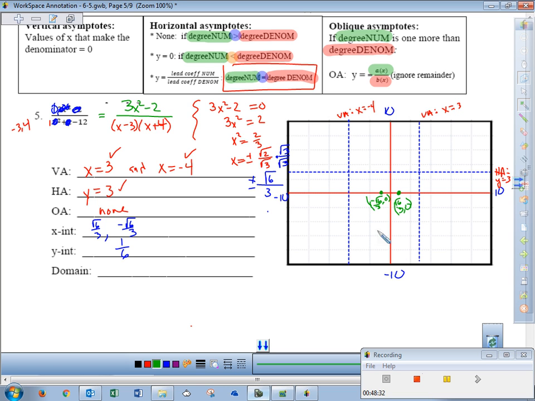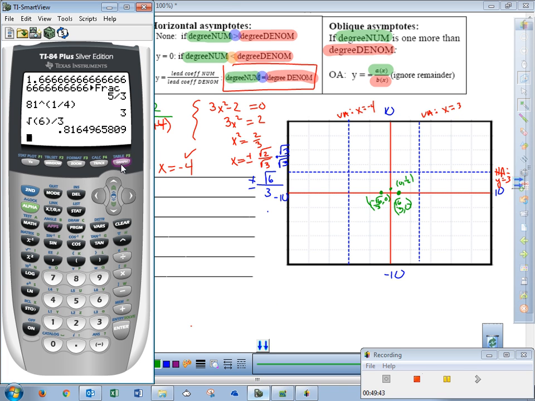And then y-intercept of 1/6, that's really, really tiny. So that's like right here. 0, 1/6. And that is everything on my list that I need to plot. I will then let my calculator show me what the rest of this should look like.